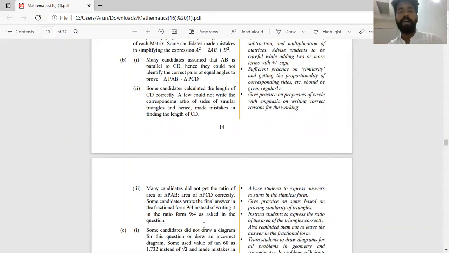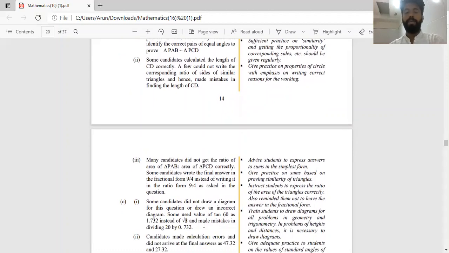A few tips from our end. Sufficient practice on similarity and getting the proportionality of corresponding sides. So practice as many questions as you can. Give practice on properties of circles, which we have already discussed earlier as well. You need to express your answers in the simplest forms. Practice sums based on proving similarity of triangles.